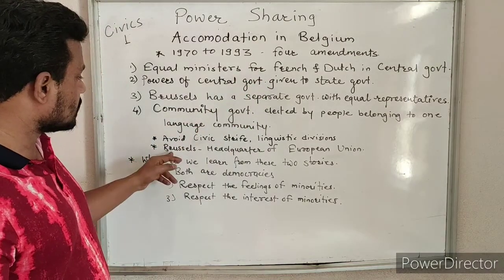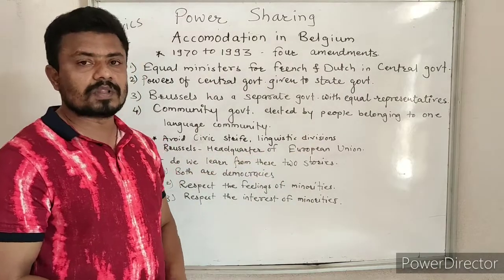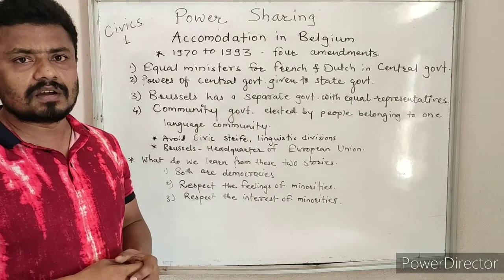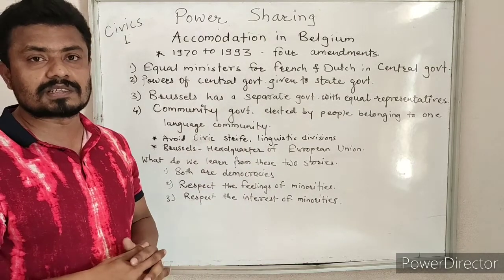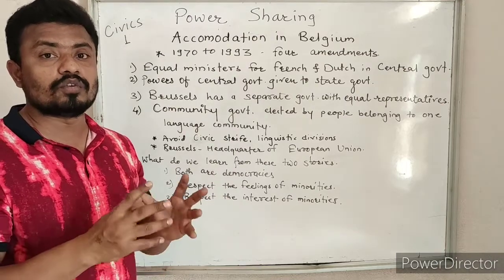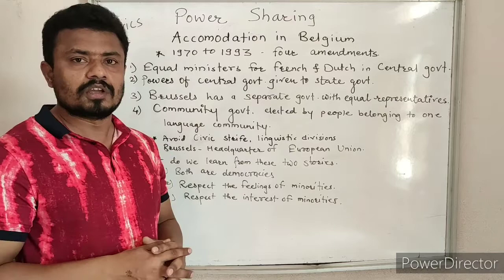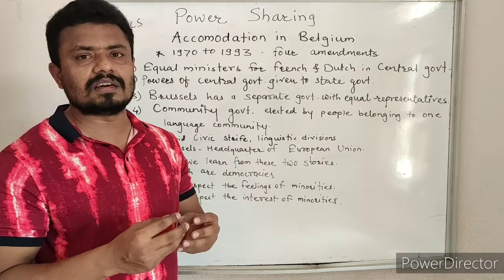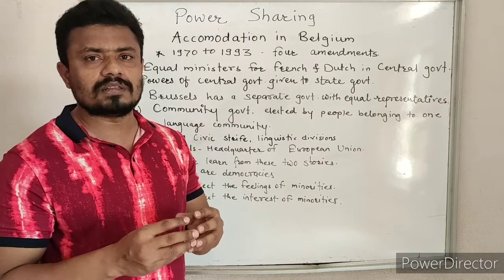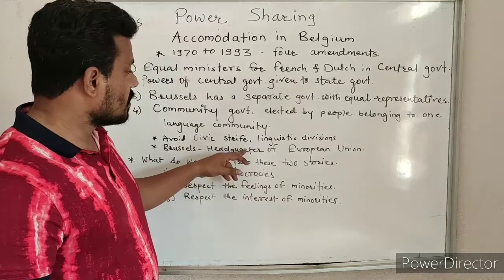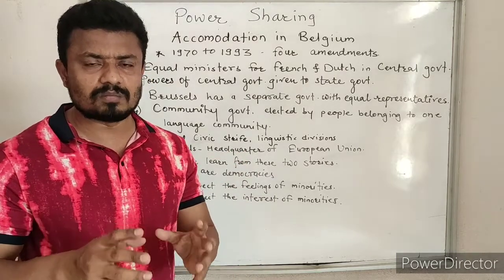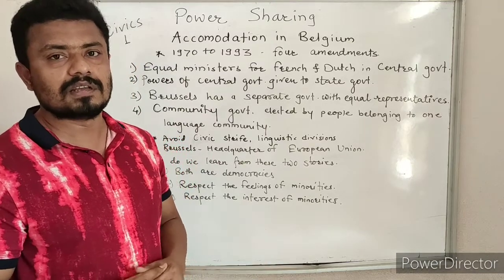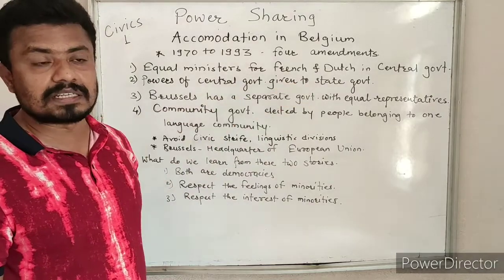Now let us turn towards the next: Brussels, headquarters of the European Union. After making these great changes, whole European countries were attracted towards Belgium and Brussels, and they established the headquarters of the European Union. What is the European Union? The European Union is a group of 26 European countries, and these countries help each other in every matter. So the European Union has its headquarters in Brussels. You will see in your book there is one building where the headquarters of the European Union is located, and that building is in Brussels. So this change also attracted European countries.